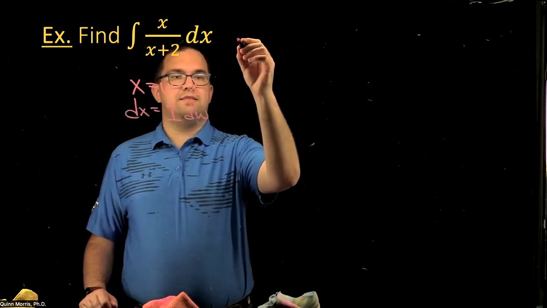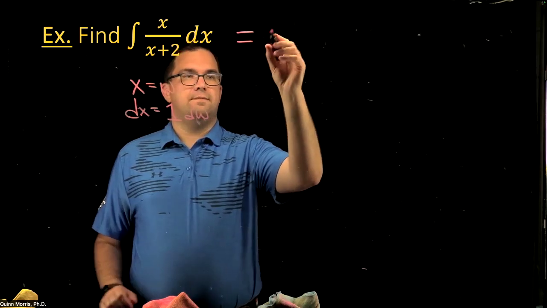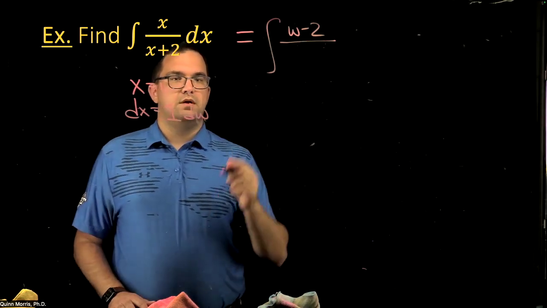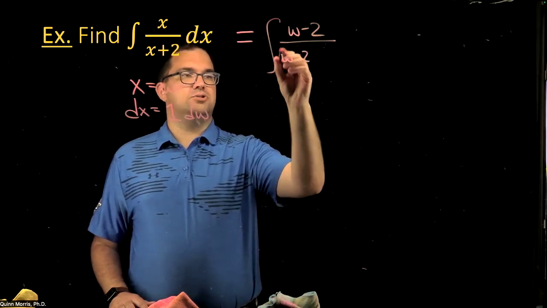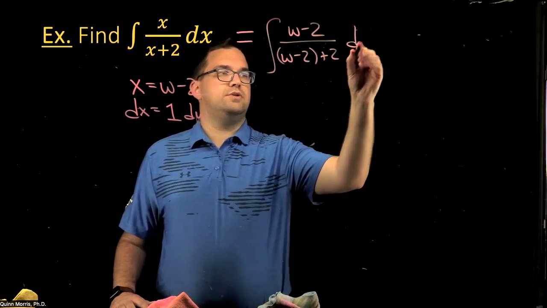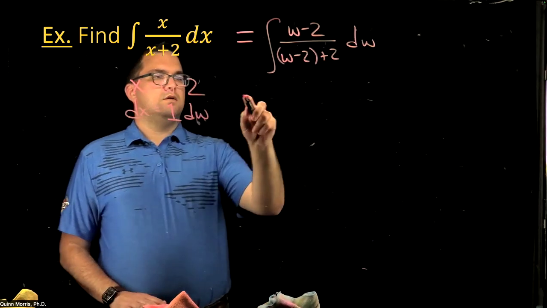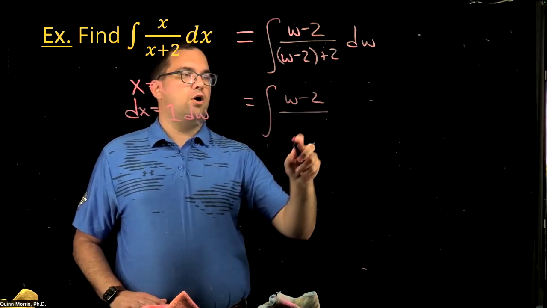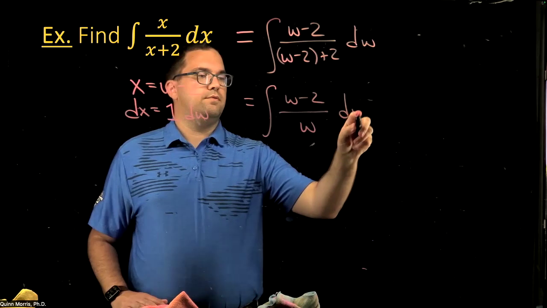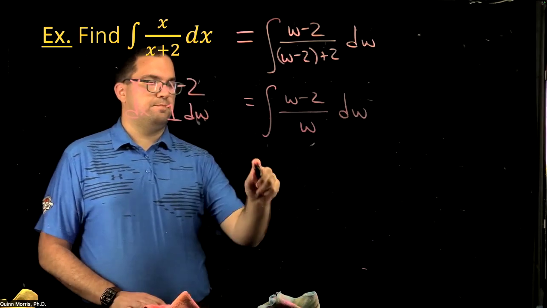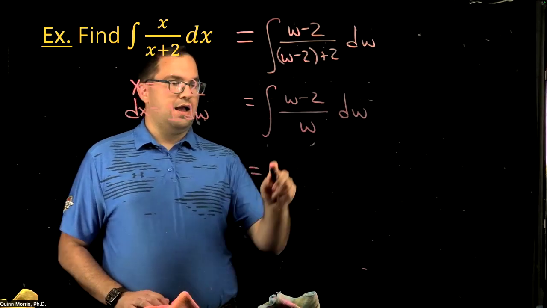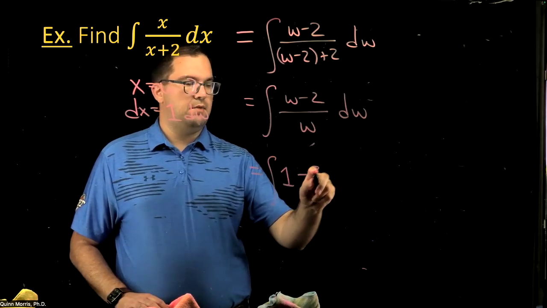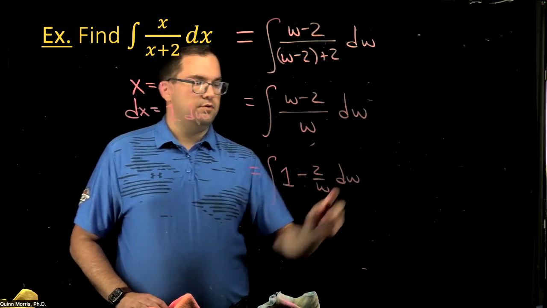Okay, and now if I plug in this transformation, this will give me the integral. x is now w minus 2, and in the denominator, x plus 2 is w minus 2 plus 2, dw. Now let's see if I simplify this. This is w minus 2 over just w, dw. And I can simplify this pretty easily, right? This is w over w, or just 1, minus 2 over w, dw.